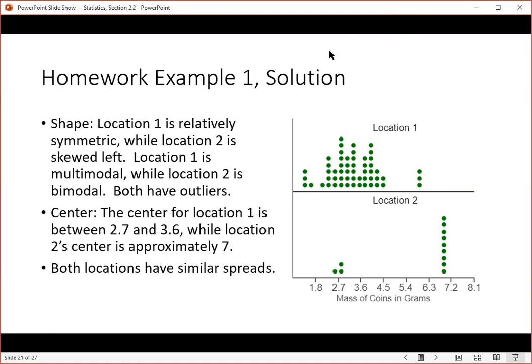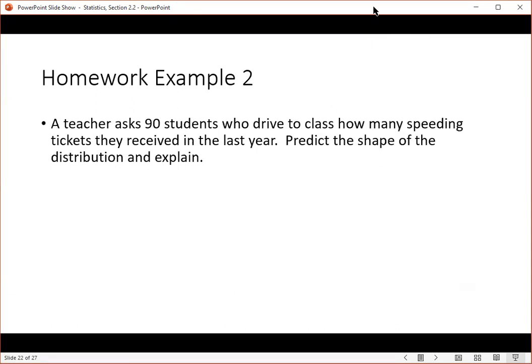Okay, and let's take a look. So location 1 is relatively symmetric. That's what we noted. Location 2 is skewed to the left. Yep. Location 1 is multimodal, lots of peaks. Location 2 is bimodal. There's only 2. And then both have outliers, as we discussed. The center for location 1 looks like it's between 2.7 and 3.6. Yep, so I kind of cheated there and used a range. And then the center for location 2 looks like around 7. And then the spreads are similar, as we already looked at.